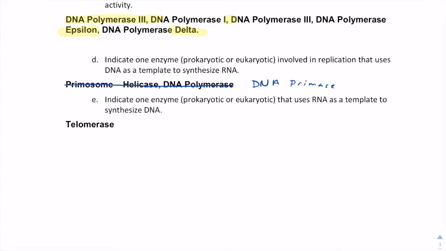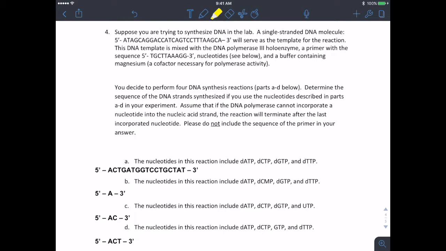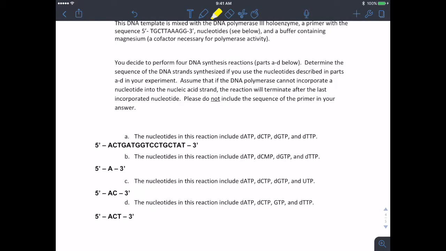And then the enzyme that uses RNA, so this one uses DNA. The one that uses RNA as a template is telomerase. So with this one, we're just going to be synthesizing DNA, and it's going to give you specific dNTPs that you have to use.